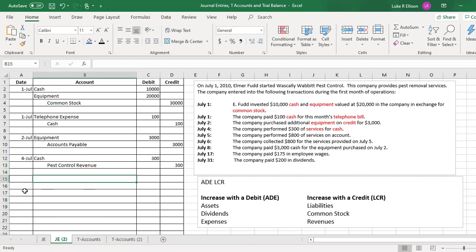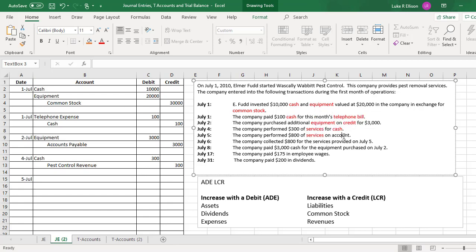All right, moving on to July 5th. On July 5th, the company performed $800 of services, and this time it's on account. So this is very similar to the previous transaction, except for we're not collecting cash. We are going to collect on account, meaning this person or company that we provided the pest control services for is going to pay us at some later date. So we consider this accounts receivable. And if we remember, accounts receivable is falling under the window of an asset, something that we own or control, or we're going to receive the future benefit of cash from.